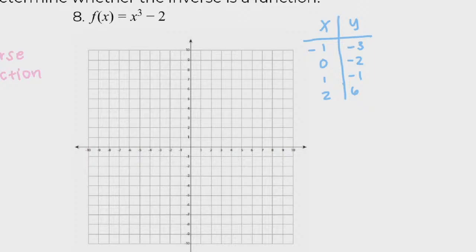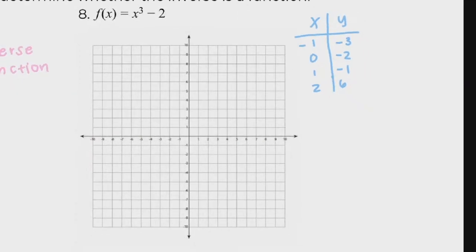And you can plug in more points if you need to. So negative 1, we have negative 3, 0 is at negative 2, 1 is at negative 1, and 2 is at 6. So here. And if you remember the shape, it's going to look something like this.